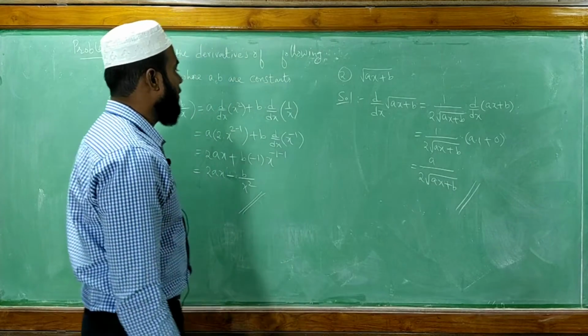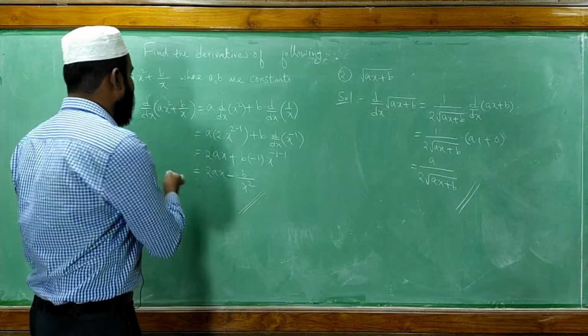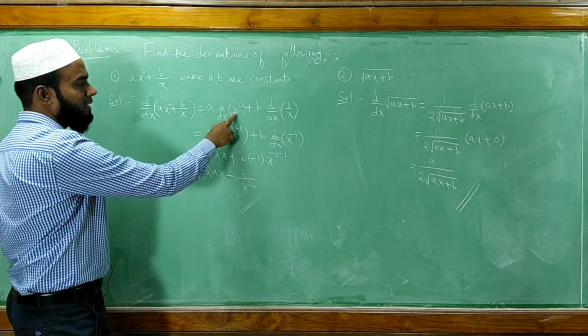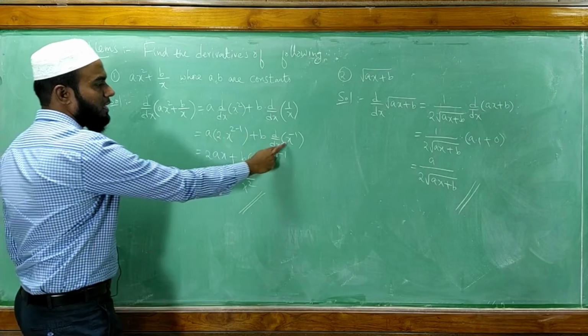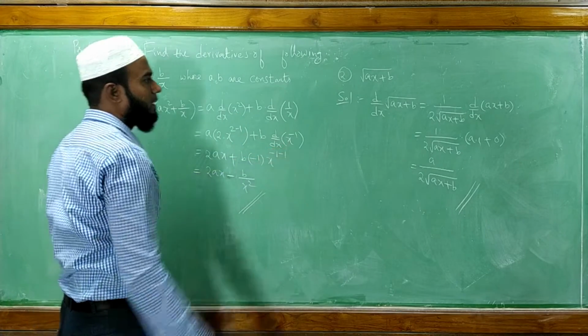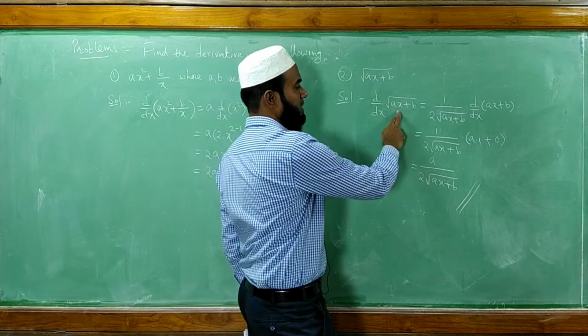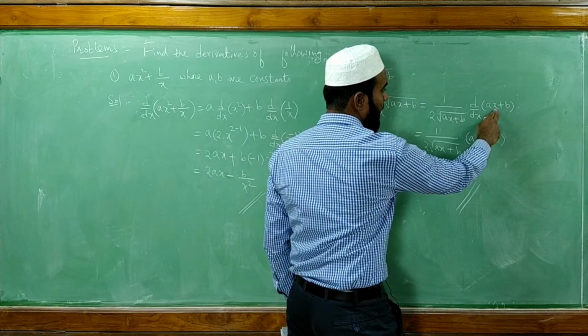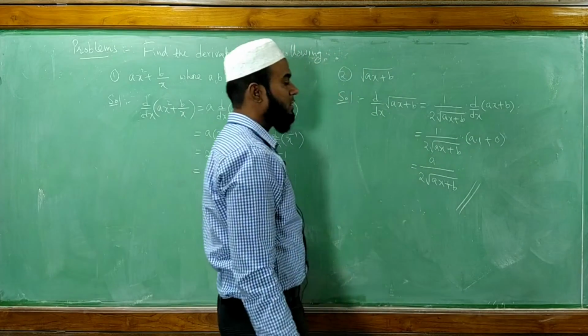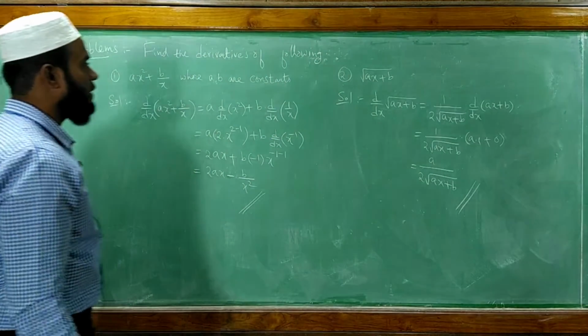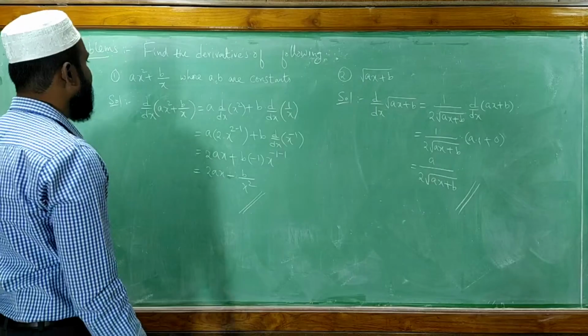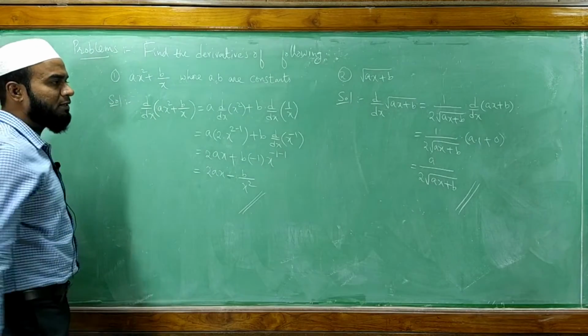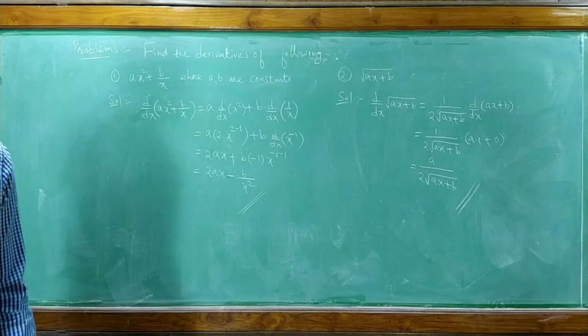So this is how we are using the standard formula. In this problem we have used the standard formula, derivative of x power n. Here we have used derivative of root x. First we have used derivative of root x, then derivative of x power n here, right? This is how we use the standard formula for derivative to find the derivative of any given function, right? Have a look at this.